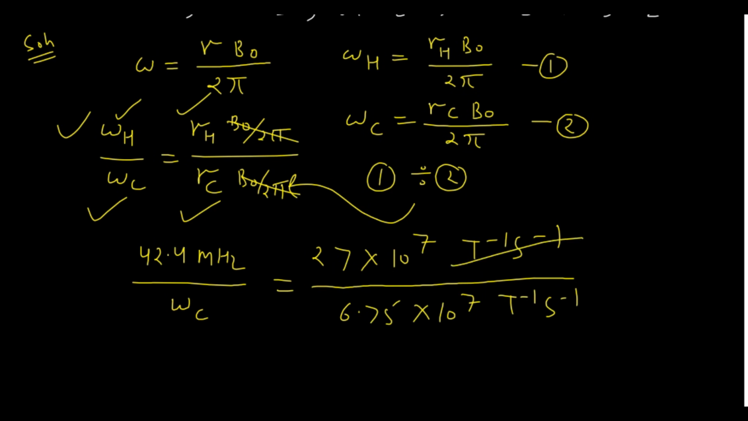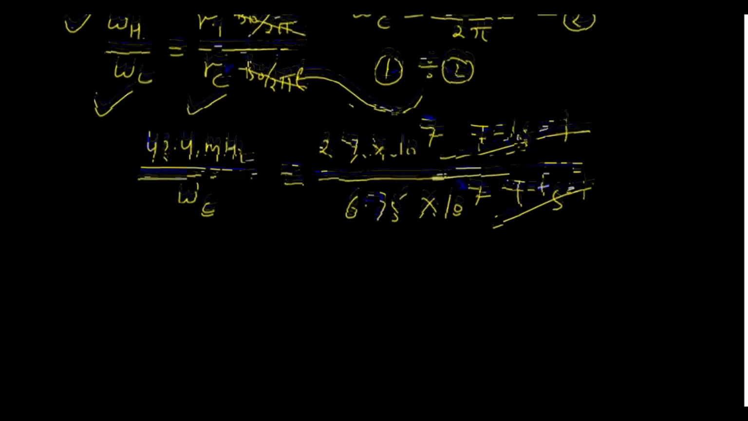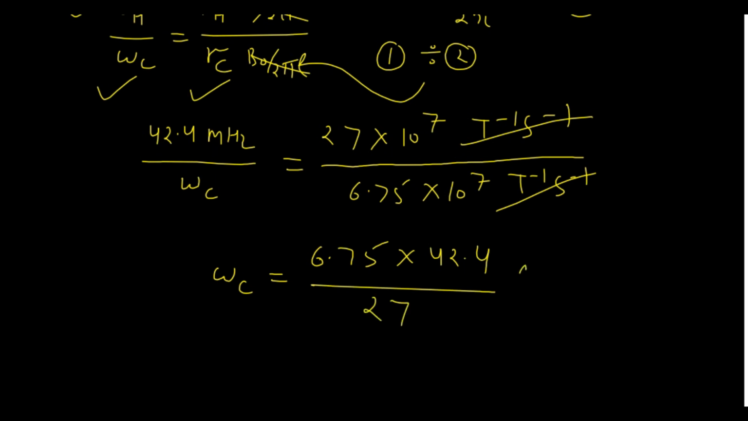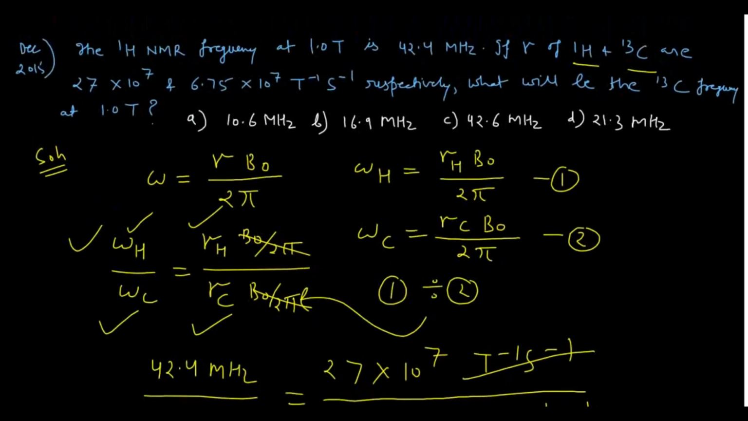These units get cancelled, and once they do, you can rearrange this equation. If you rearrange it, you will get omega C equals 6.75 multiplied by 42.4 divided by 27, in megahertz. If you solve this, it gives you 10.6 megahertz. So 10.6 is your answer. Let's check. Right, you can mark this 10.6 megahertz.